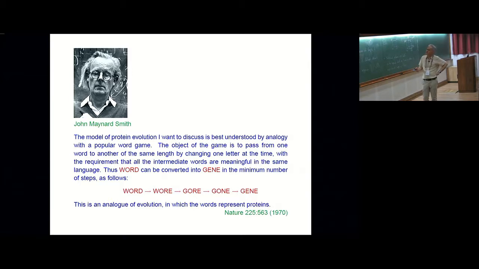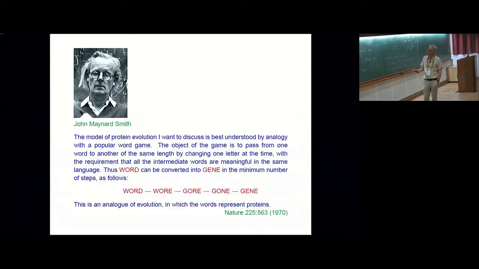And so he compared this to a word game. The object of the game is to pass from one word to another of the same length by changing one letter at a time, with a requirement that all the intermediate words are meaningful in the same language. Thus, word can be converted into gene in the minimum number of steps as follows. And this is an analog of evolution in which the words represent proteins, right? So this would be a protein with one function, this would be a protein with another.